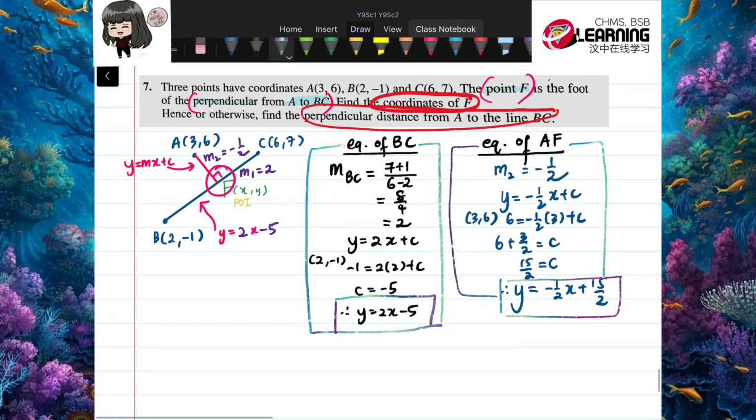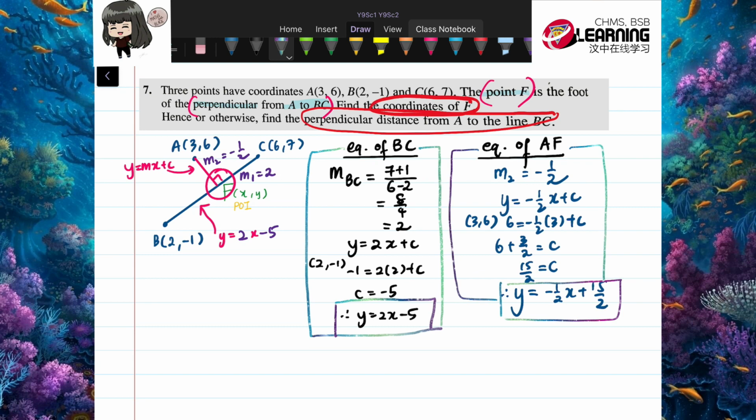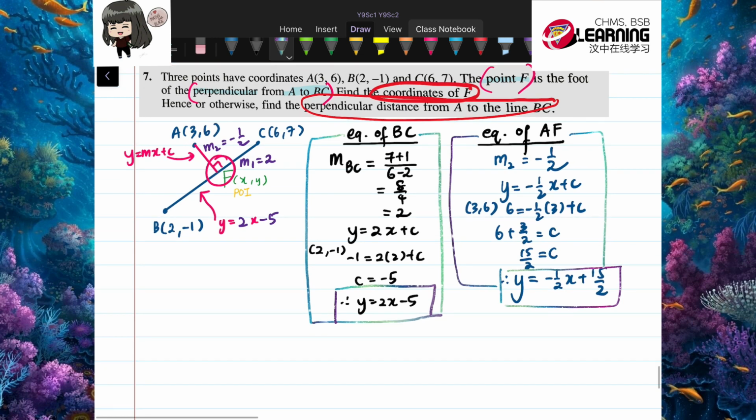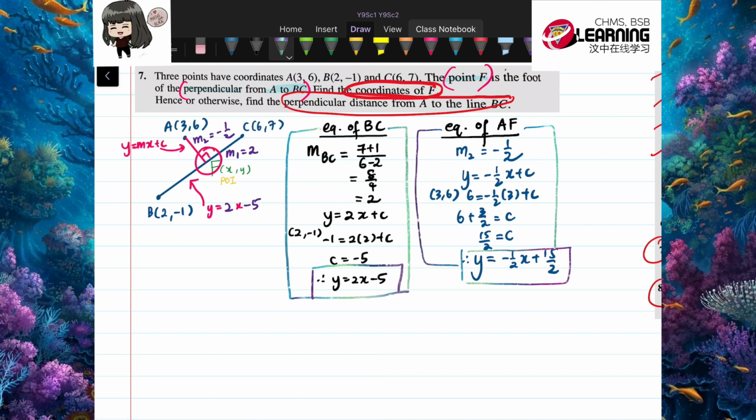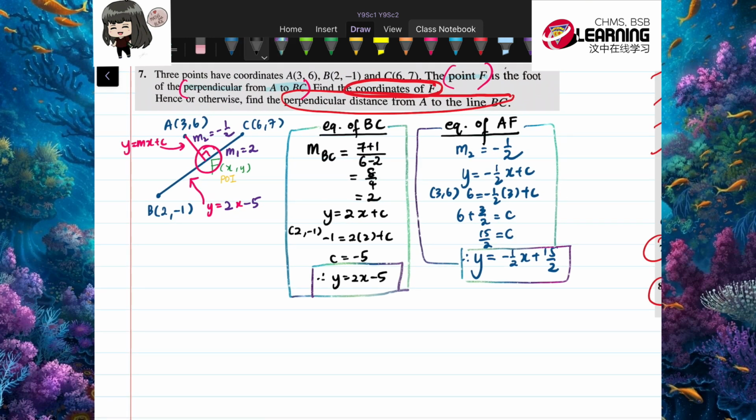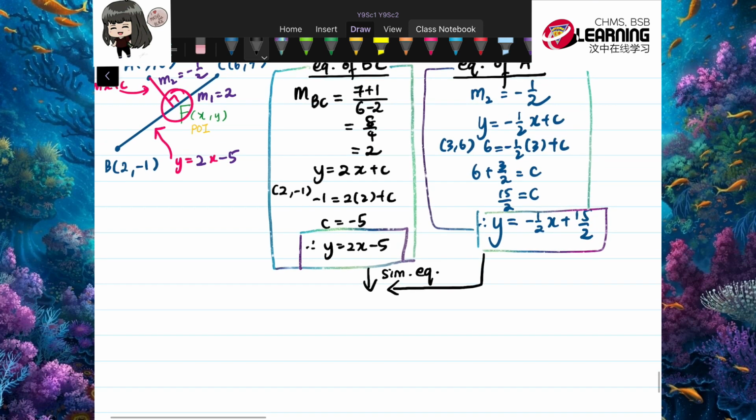So I have these two equations already, the equation of BC and the equation of AF. Now I want to find the coordinates of F. What I'm going to do is a simultaneous equation between these two. Equation 1 and equation 2, I make them equal. So it's 2x minus 5 equals negative half x plus 15 over 2.